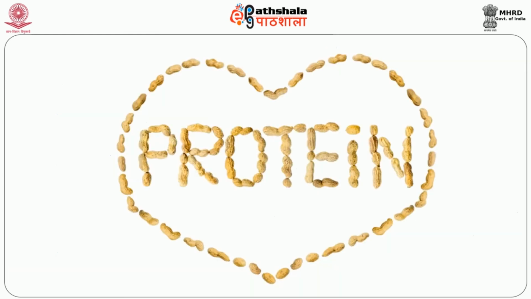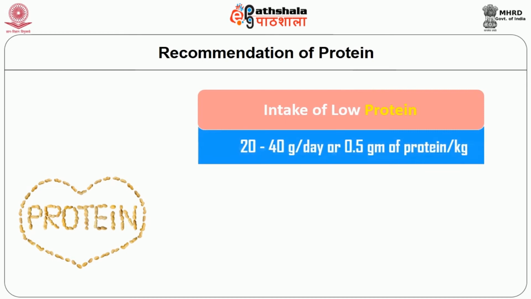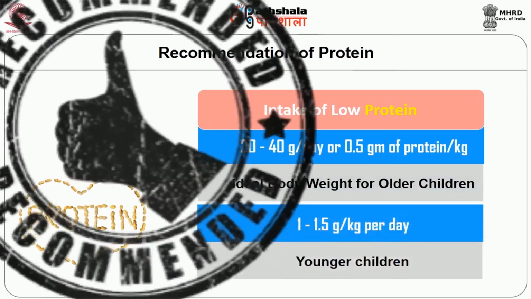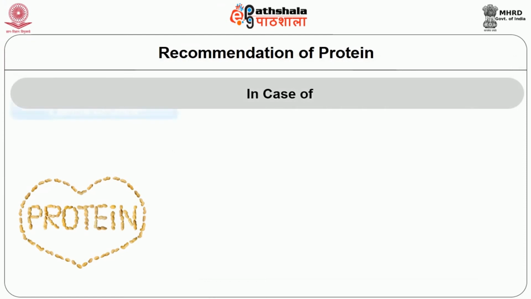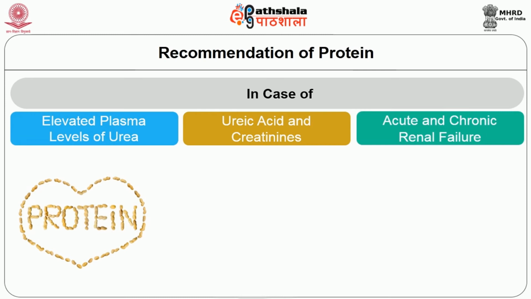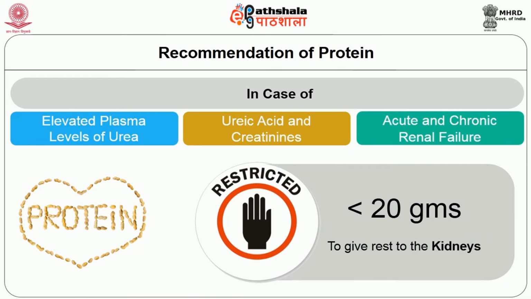The next nutrient that we have to concentrate on is protein. An intake of low protein of 20 to 40 grams per day or 0.5 grams of protein per kg of ideal body weight for older children and 1 to 1.5 grams per kg per day for younger children should be recommended. In case of elevated plasma level of urea, uric acid and creatinine, in case of acute and chronic renal failure, protein should be restricted to less than 20 grams to give rest to the kidney.